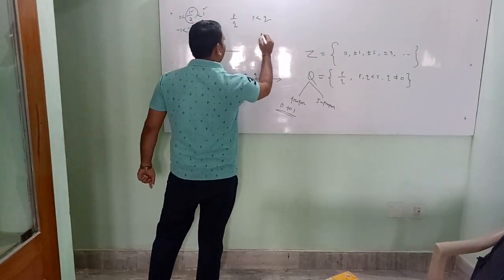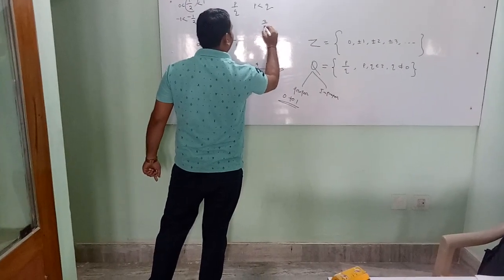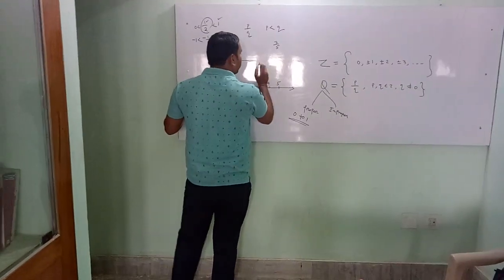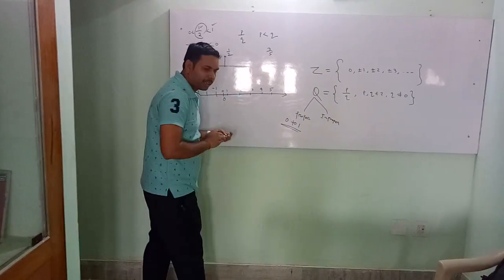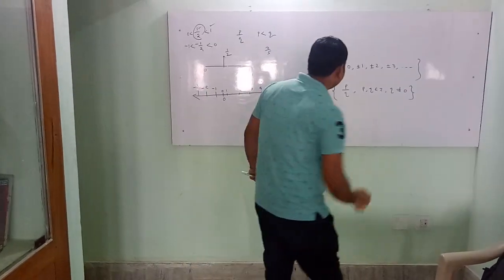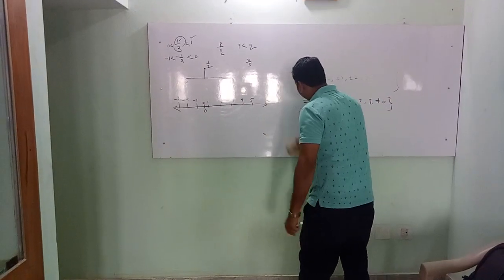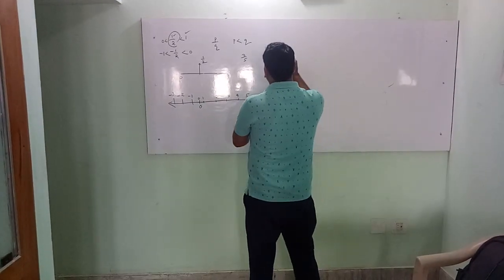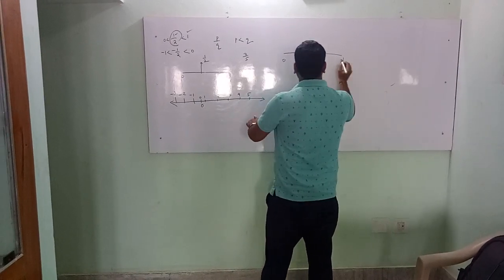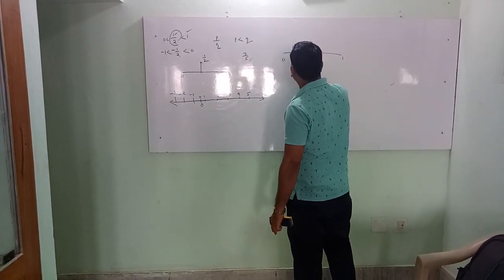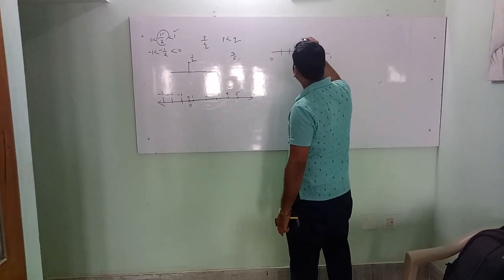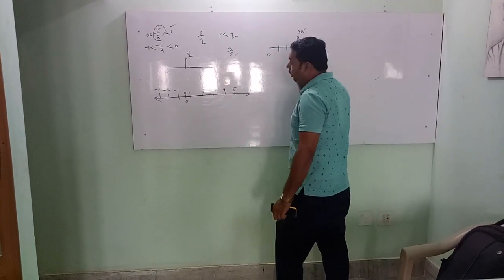Suppose we have another rational number, suppose 3 by 5. This is also a proper rational number. So how do you present it graphically? You present it graphically in this way. That means 0, 1. You have to divide this into 5 parts: 1, 2, 3, 4, and this is 5. And you have to take 3. This is 3 by 5, that you already know.